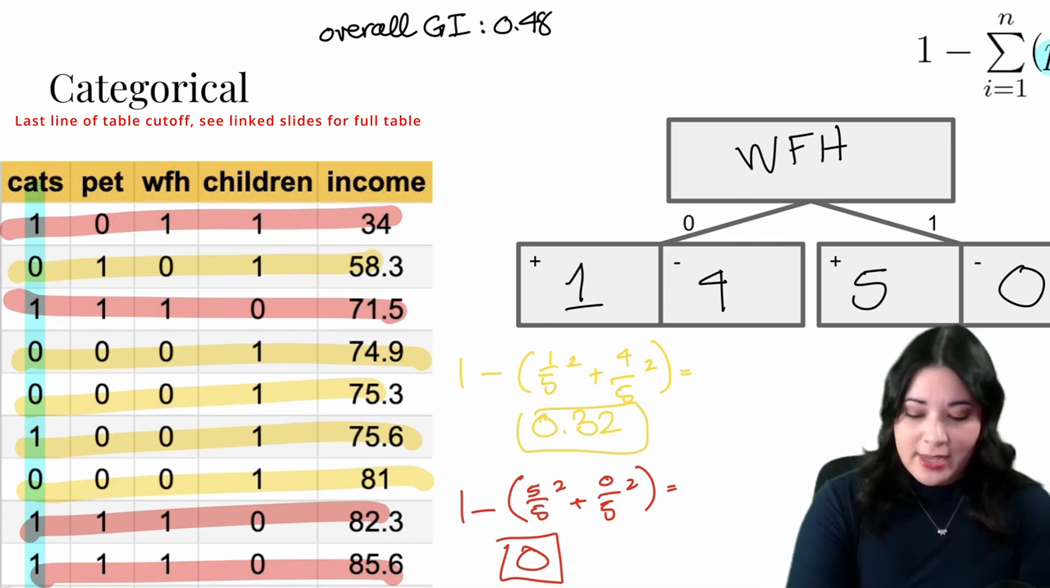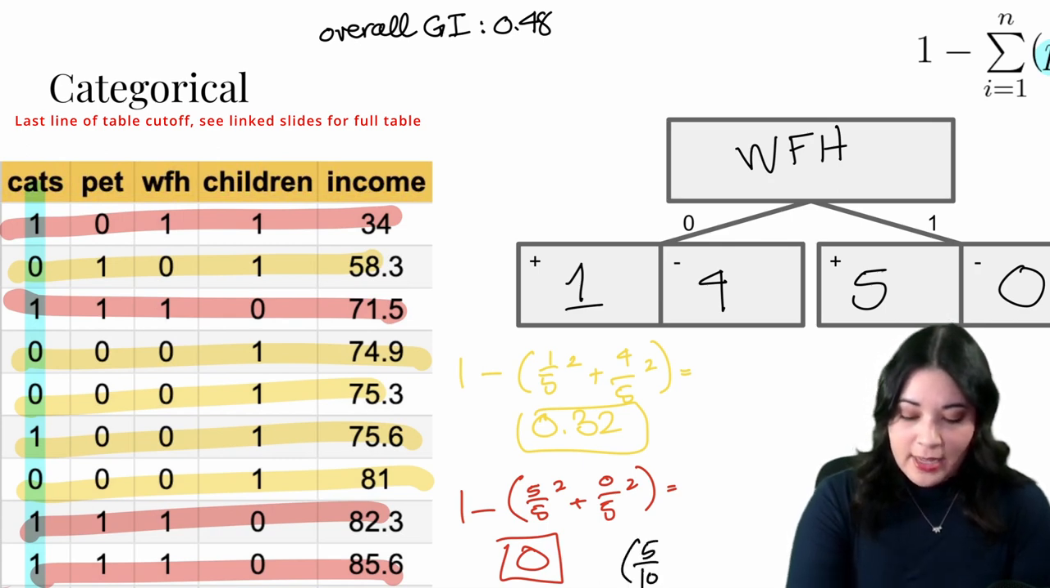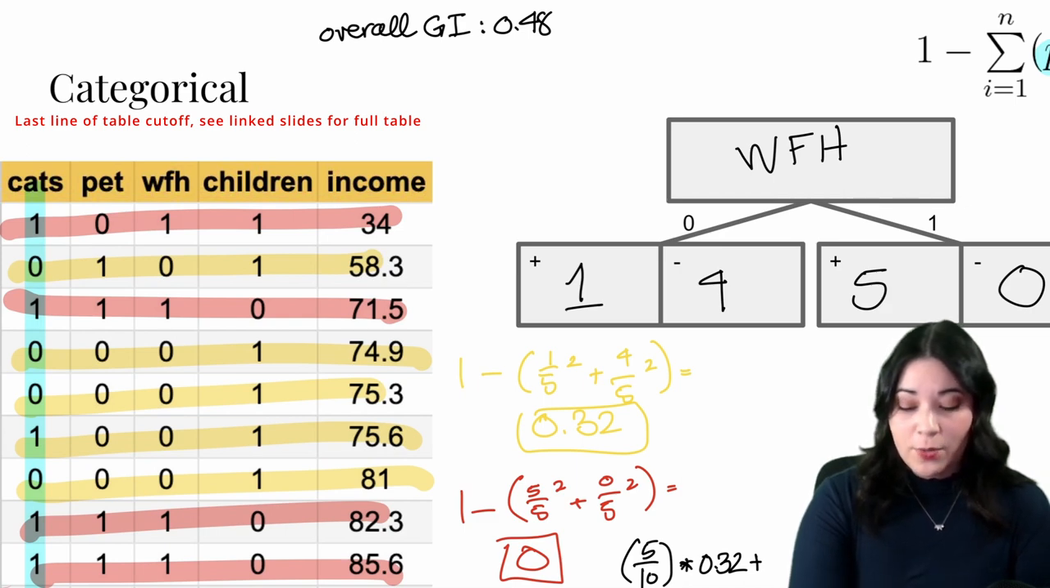So in this case, we're going to take the proportion of data points in the left-hand node, or 5 over 10, times the impurity for that node, so 0.32. Then we're going to add the proportion of data points in the right-hand node, which is also 5 out of 10, and multiply it by the impurity for that node, which is 0. Taking this all together, we get an overall impurity of 0.16 for the split as a whole.